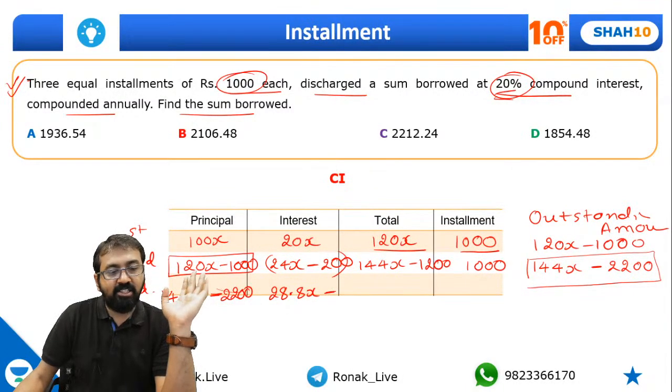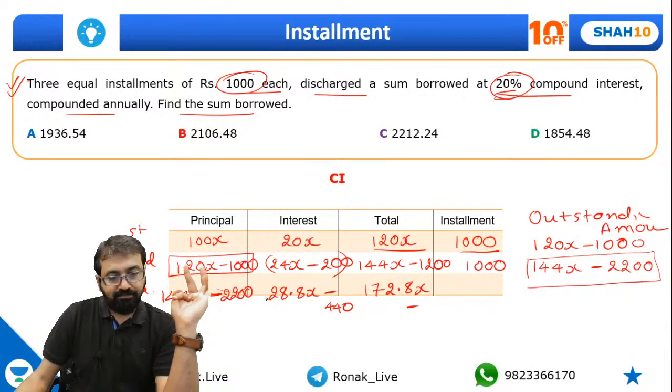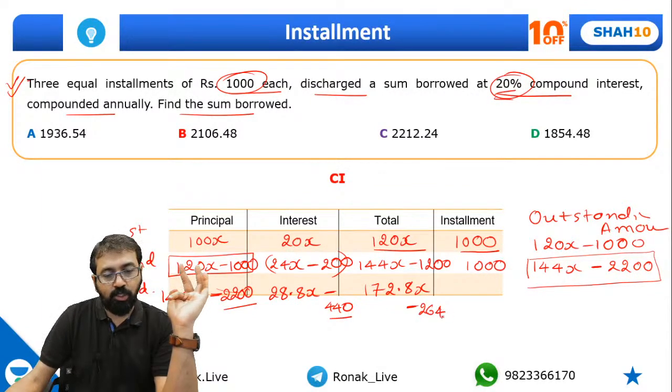28.8x minus 20% of 2200, it's 440. So add this interest to the principal. What will be the total outstanding now? It will be 172.8x minus 2200 minus 440, it's 2640, correct?